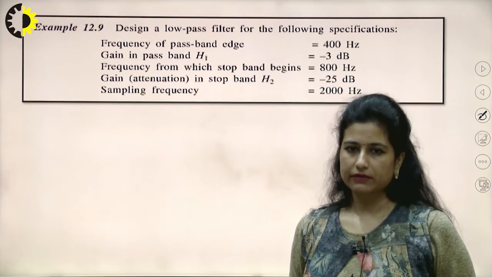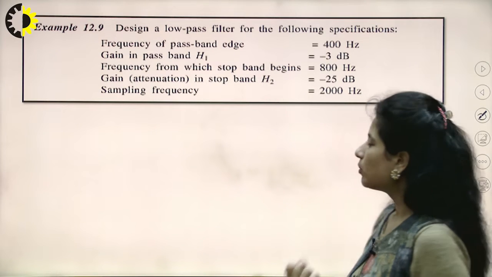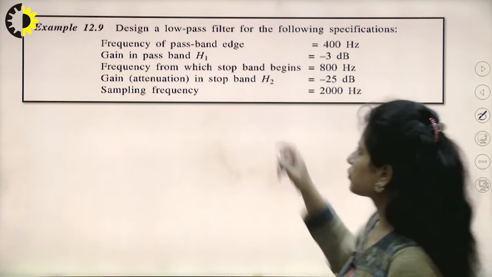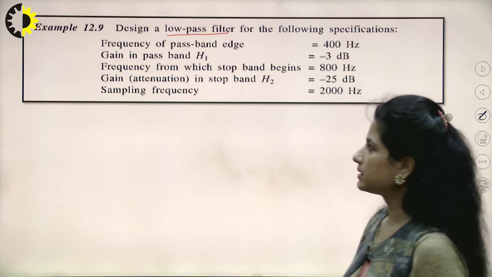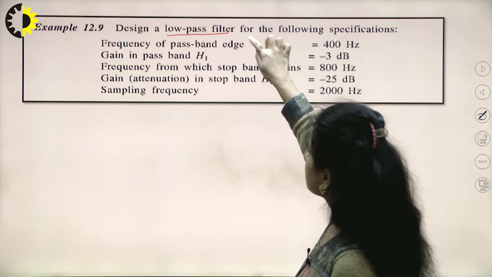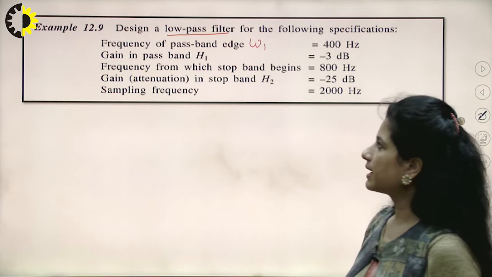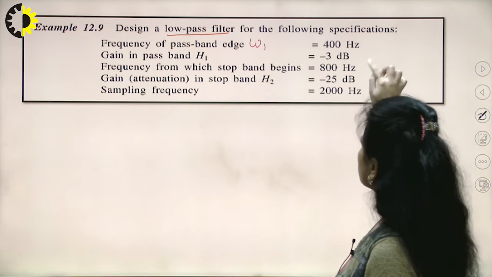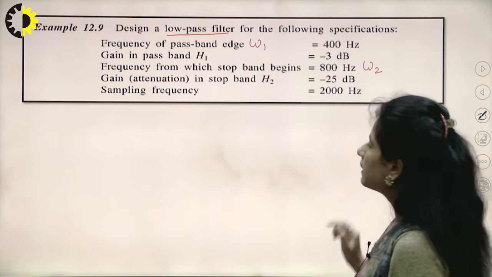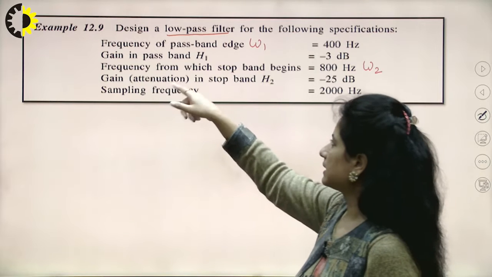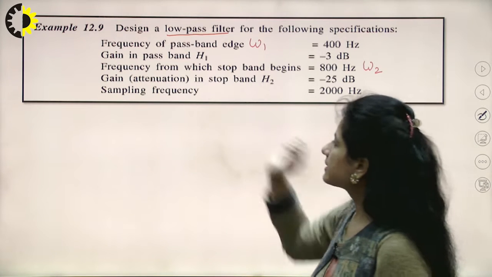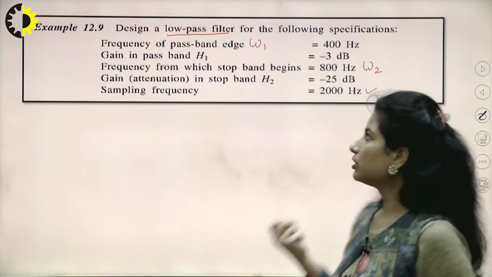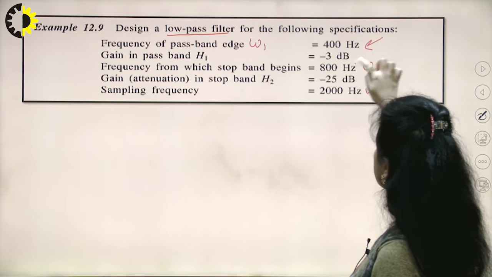We'll see certain specifications, and according to these specifications, we'll try to design the Kaiser window function. So what specifications have been given? First of all, again the specifications for the low pass filter have been given. The first frequency is the pass band end frequency, that we have denoted as omega 1. Gain in the pass band has been given. The frequency from which the stop band begins, omega 2, has been specified. Gain, or you can say attenuation, in the stop band has been given, and the sampling frequency has been given. The role of the sampling frequency is only the normalization of these given frequencies.